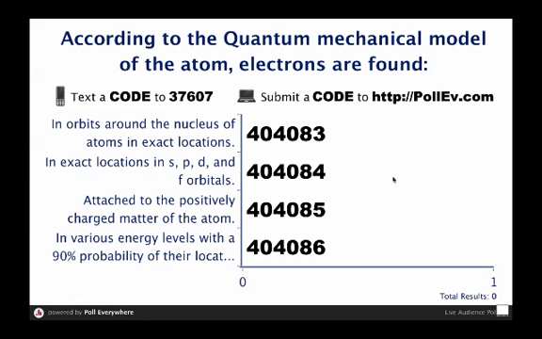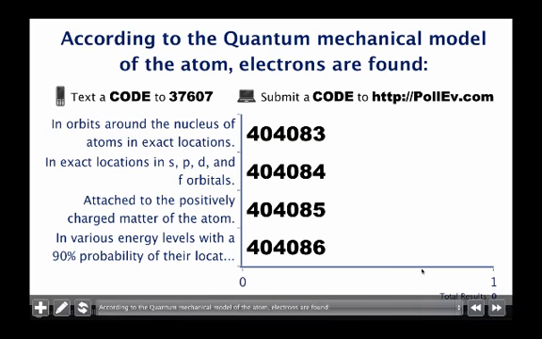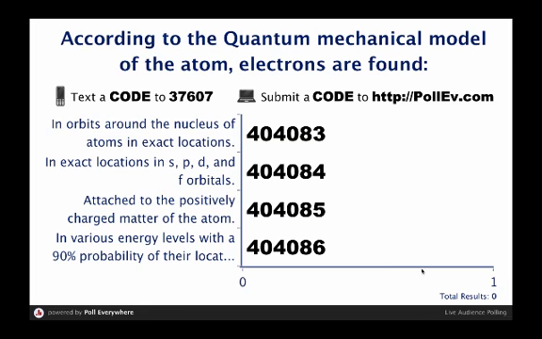Okay, here's your next question that I need you to send your answer to me. According to the quantum mechanical model of the atom, electrons are found where? In orbits around the nucleus of the atom in exact locations? Or is it in exact locations in SPD and F orbitals? Or would it be attached to the positively charged matter of the atom? Or your last choice is in various energy levels with a 90% probability of their location. What do you think best fits the quantum mechanical model proposed by Erwin Schrödinger?